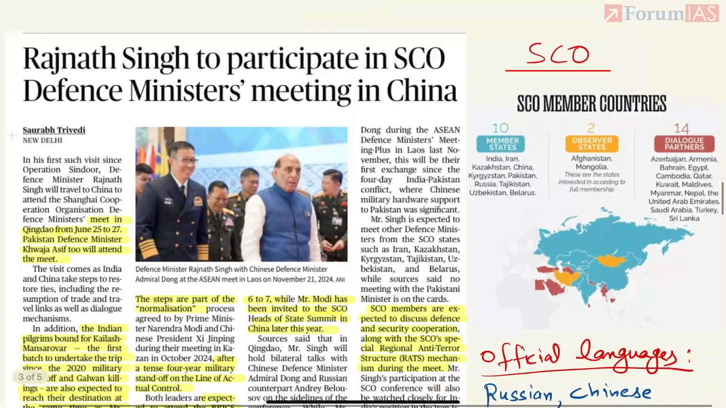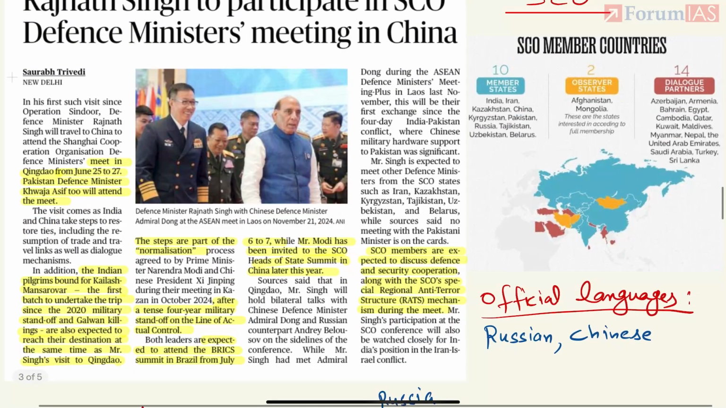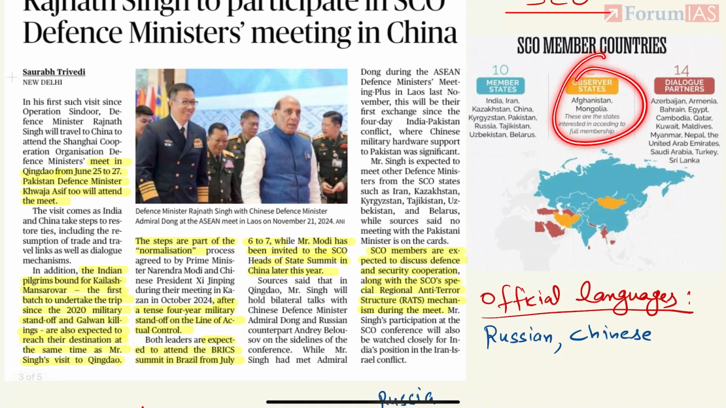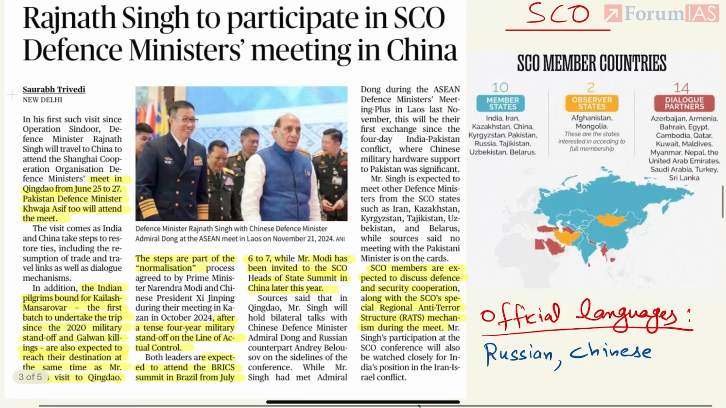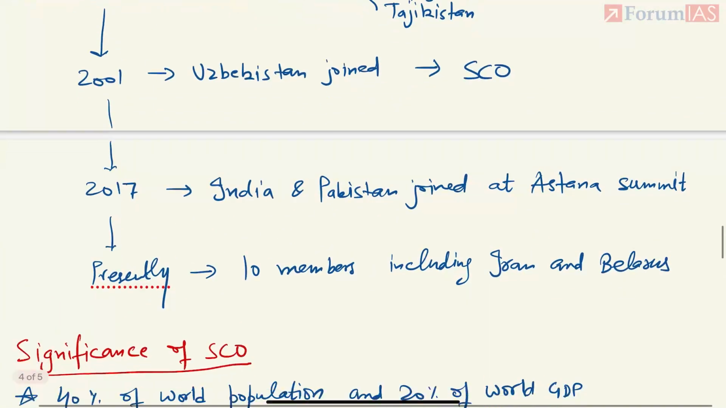So SCO has total 10 member states: India, Iran, Kazakhstan, China, Kyrgyzstan, Pakistan, Russia, Tajikistan, Uzbekistan and Belarus. These 10 countries. 2 observer states, Afghanistan and Mongolia. There are 14 dialogue partners, not very important. One factual information for prelims which can come: official languages. SCO has 2 official languages for its secretariat, Russian and Chinese. Keep these things noted down.